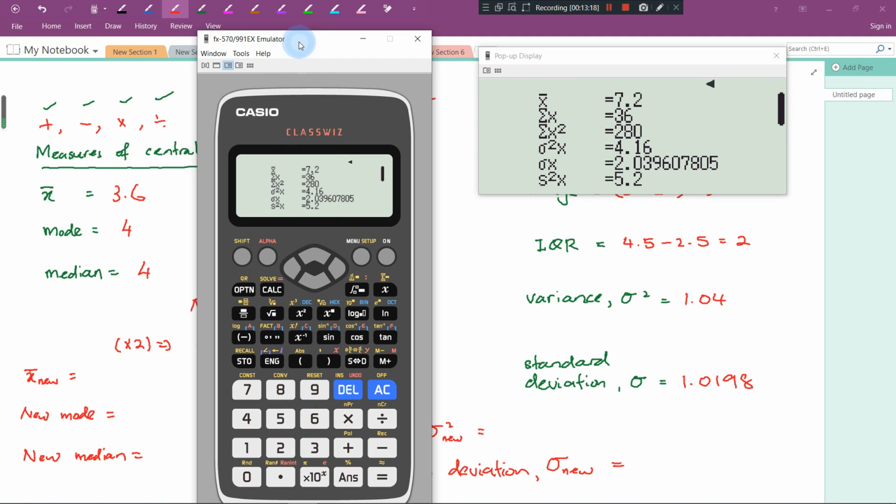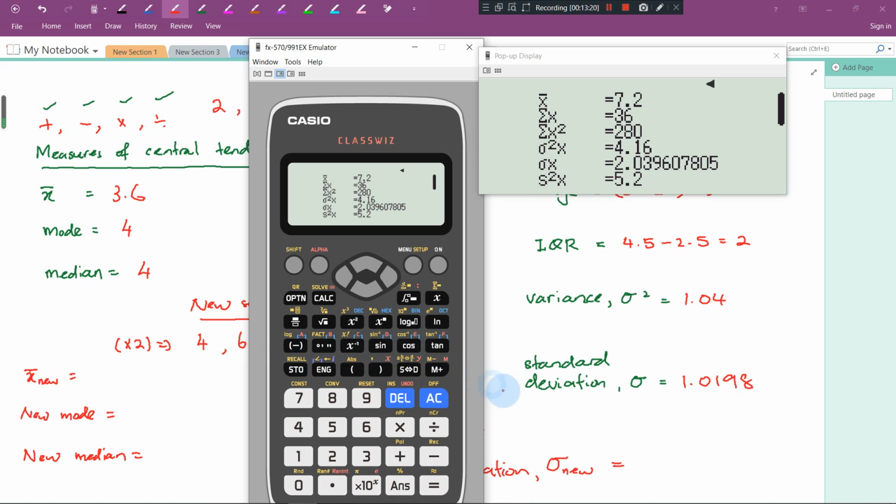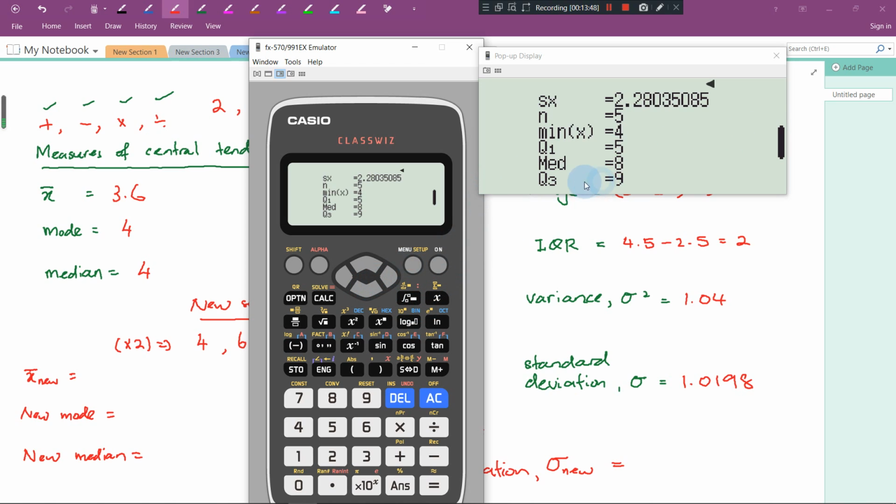In case you still don't understand how to get the mean, interquartile range, variance, and standard deviation, you can watch back my previous video. I showed you how to get the variance using a formula, and how to get the standard deviation and so on. So the new mean is 7.2 and the new variance is 4.16. The new standard deviation is 2.0396. For the interquartile range, you just take the third quartile minus the first quartile. Let me copy all the information that we need first.